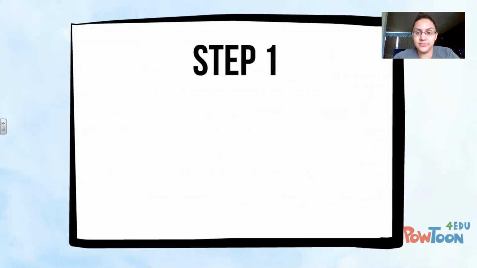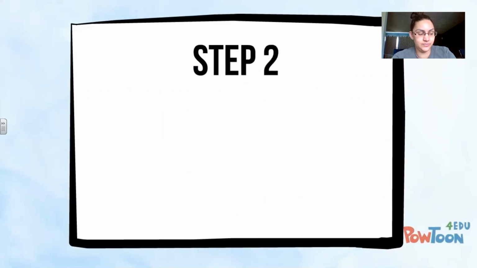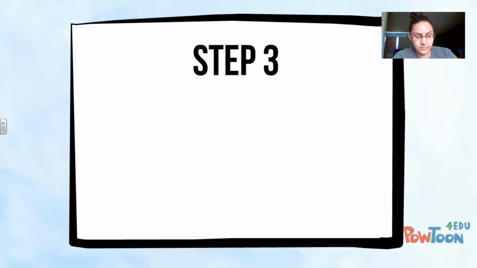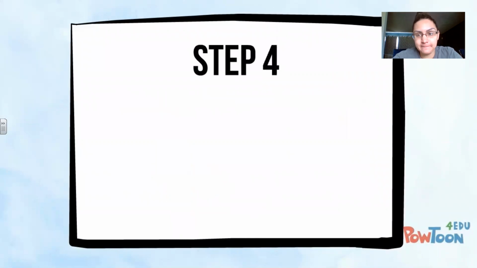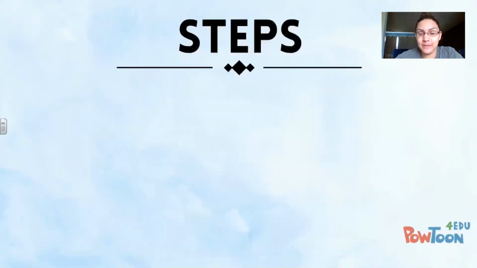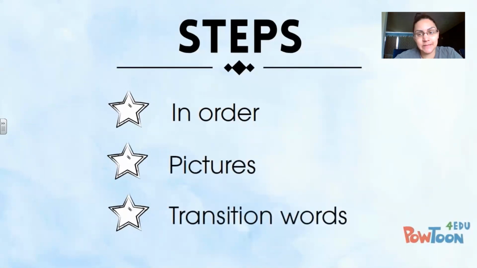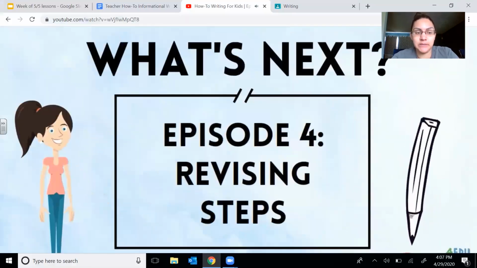Step 1. First, you should fill your flower pot with soil. Step 2. Next, put a few seeds into the soil. Step 3. Then, sprinkle water into the pot. Step 4. Last, put the pot in the sun and wait for your plant to grow. I told the steps in order, added pictures, and used transition words. Watch episode 4 to see how I revise my steps to make them even better.